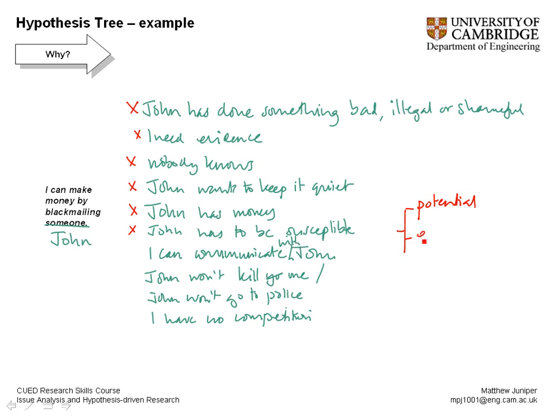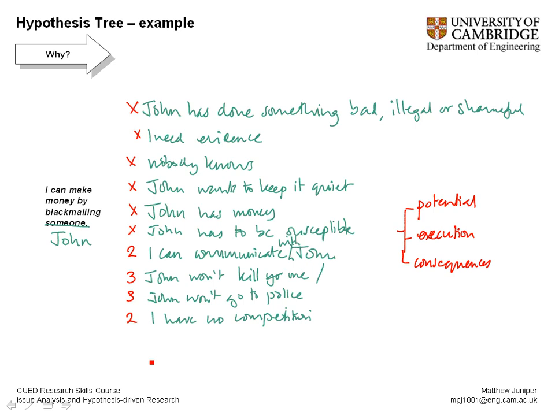I can make it happen. You could call that perhaps an execution idea. I can actually do it. In other words, I need to communicate with John. That's the sort of second thing. I think there'll be lots of other things in there. We'll come to those in a moment. And finally, we have a sort of consequences bracket, in that things like John won't go to the police, John won't kill me, and so on. And I think that the I have no competition probably falls into the execution or potential area, probably the second area. But anyway, having looked at all these sort of ideas, I've seen they've fallen into 3 brackets.